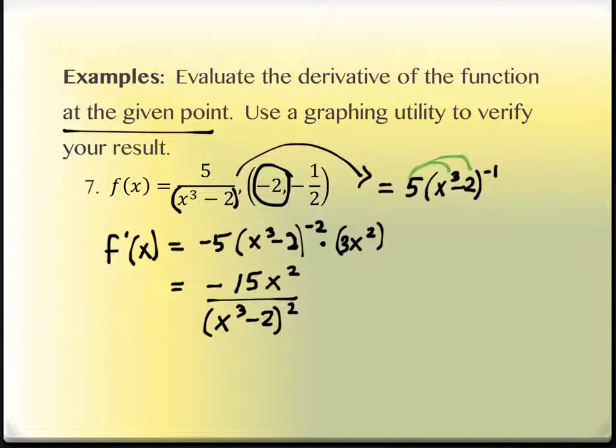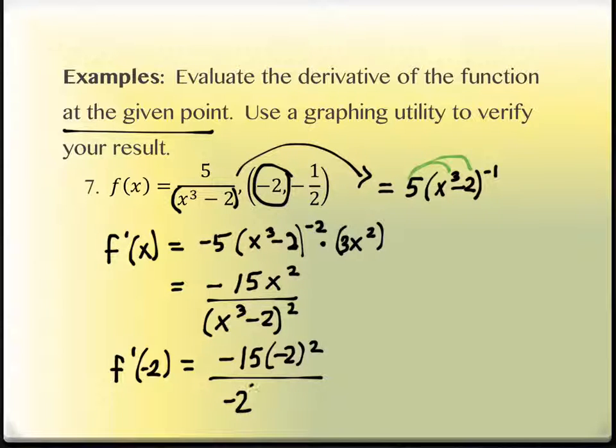I think we got it all. Is everybody good with that? Do you see where the pieces came from? If you didn't quite get that the first time, you know where they are now. Okay. What we're supposed to do, though, at the end of that process is we're supposed to evaluate this at the point -2, yeah? So this is -15 times -2 squared over -2 cubed minus 2, and all of that is squared.